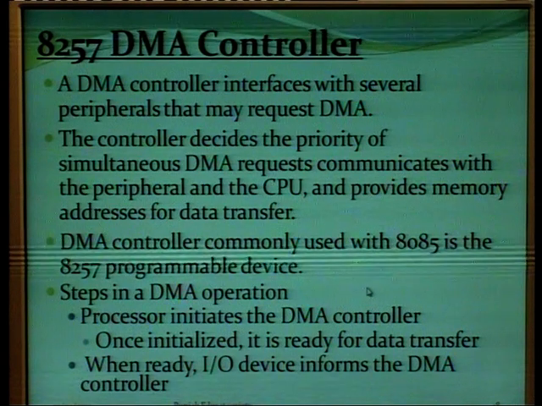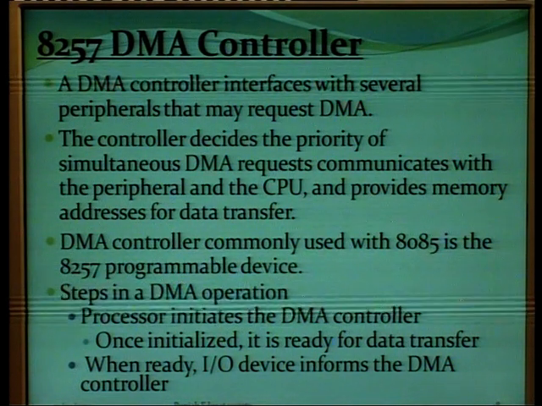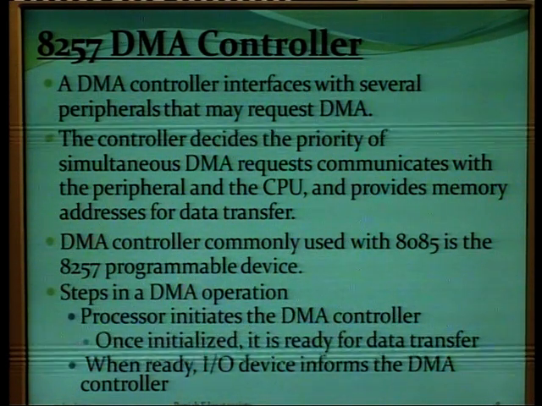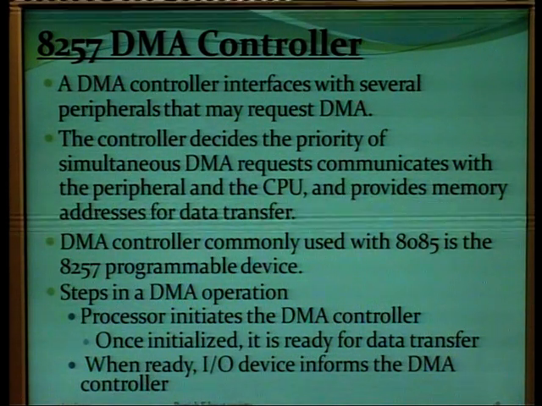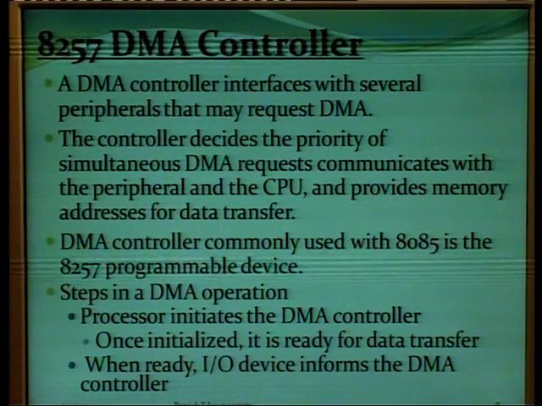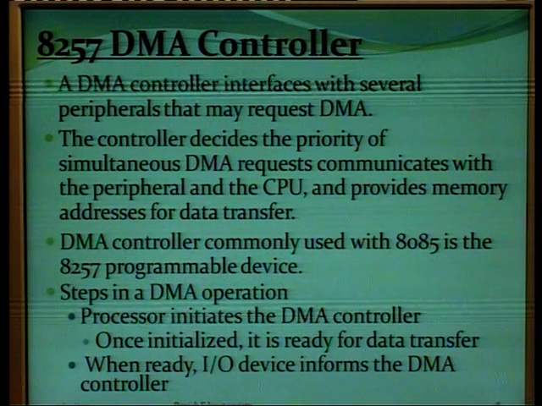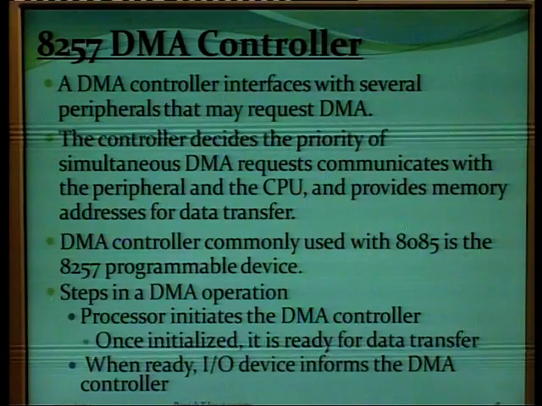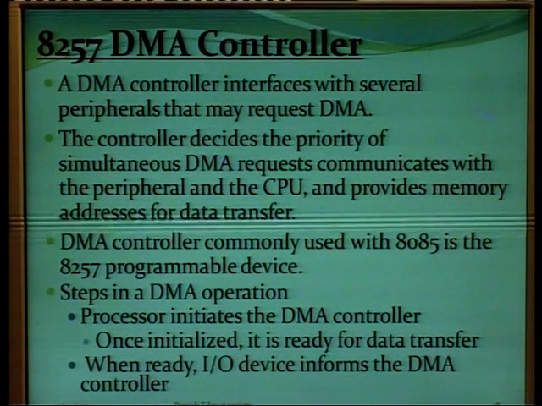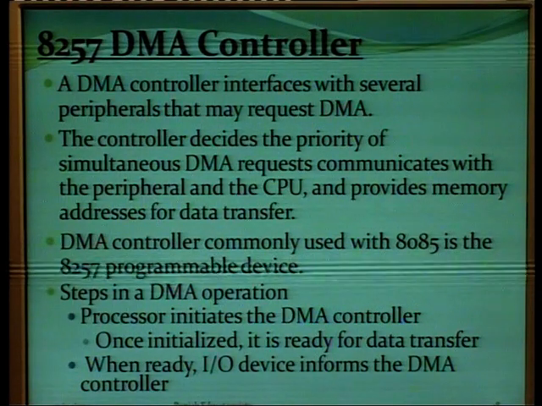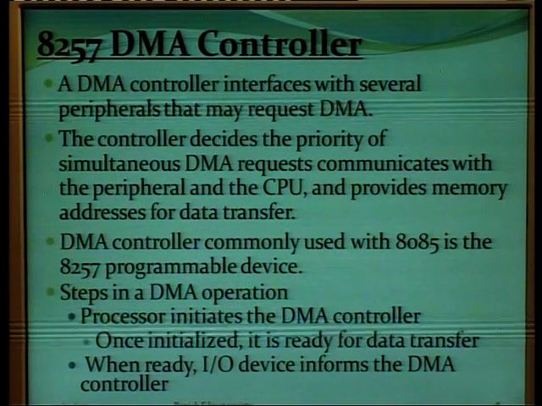A DMA controller interfaces with several peripherals that may request DMA, direct memory access. The controller decides the priority of simultaneous DMA requests coming from the peripherals and CPU, and provides the memory address for data transfer. The DMA controller used with 8085 is 8257.